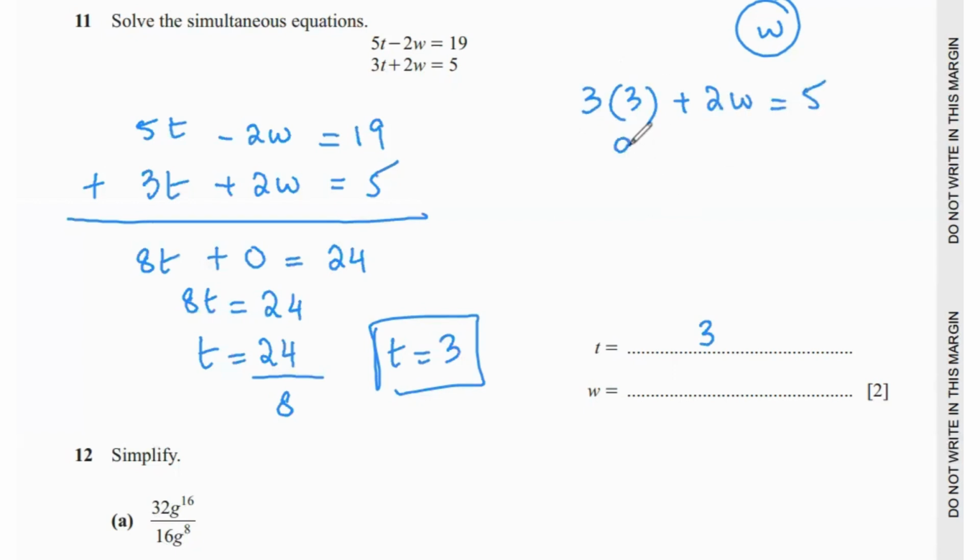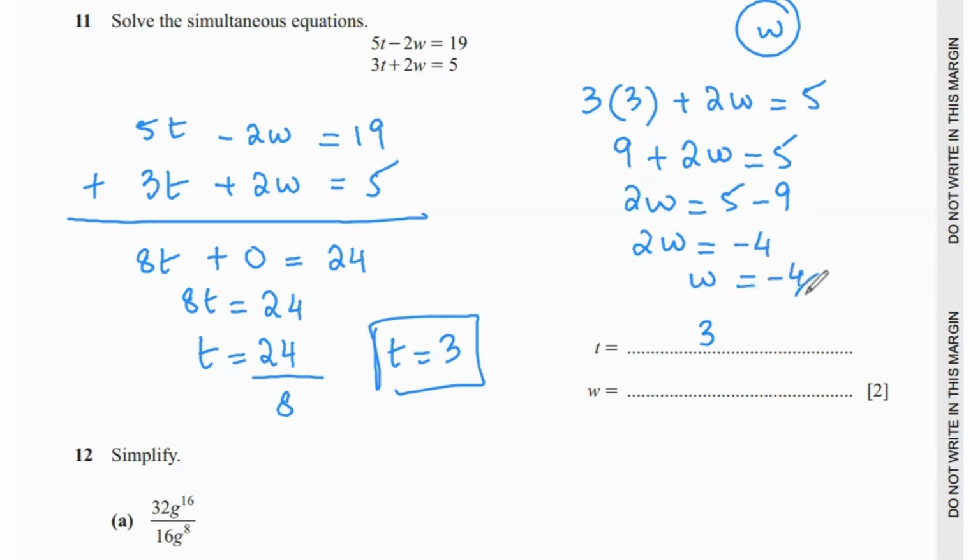3 times 3 is 9. So now we're going to move 9 to the other side. 5 minus 9, and that's -4. So w is -4 over 2, which is -2. So when t is 3, w is -2. And that is your answer for this question.